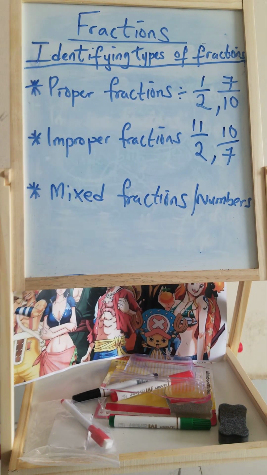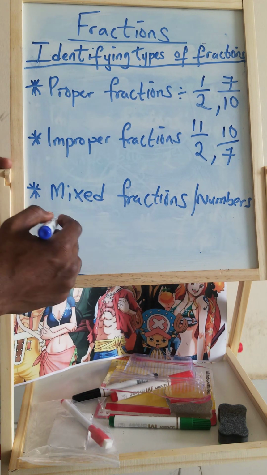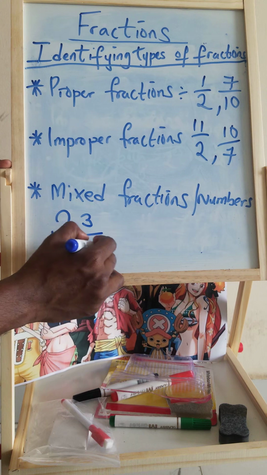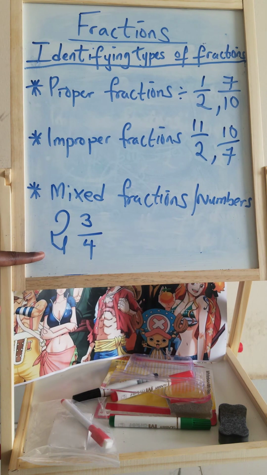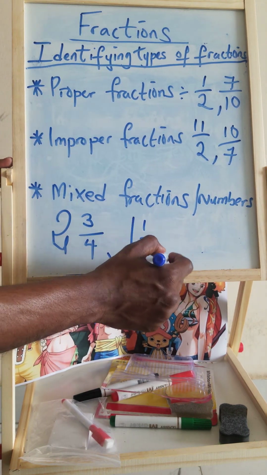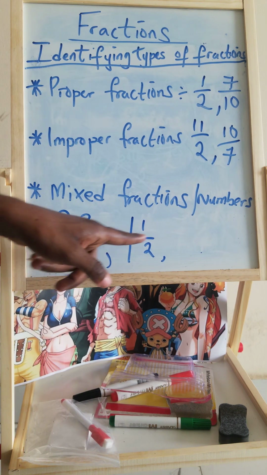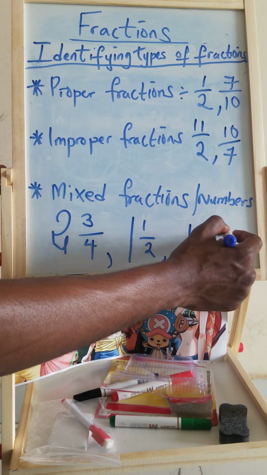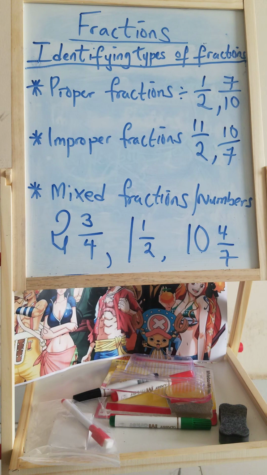This kind of fraction is a combination of a proper fraction and a whole number. Take for example, 2 whole number. This is not a fraction, it's a whole number. 3 over 4. This is 2 whole number, 3 over 4. This is a mixed fraction or a mixed number. A whole number together with a fraction. Another example is 1 whole number, 1 over 2. 1 is a whole number, then together with a proper fraction. And lastly, we can have 10 whole number 4/7. 10 is a whole number with a proper fraction 4/7.